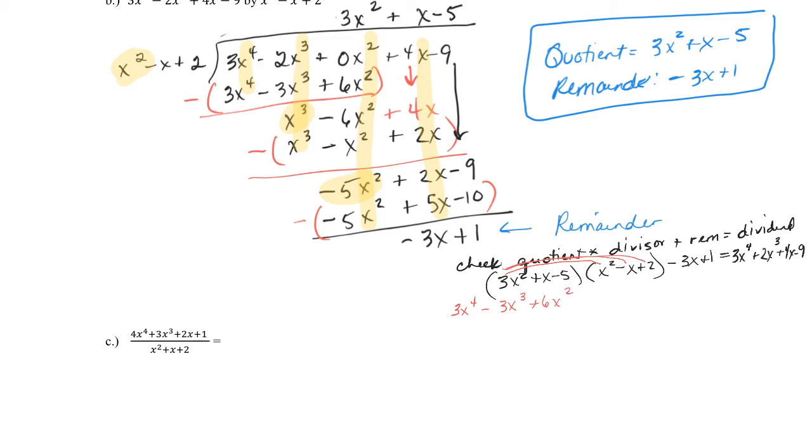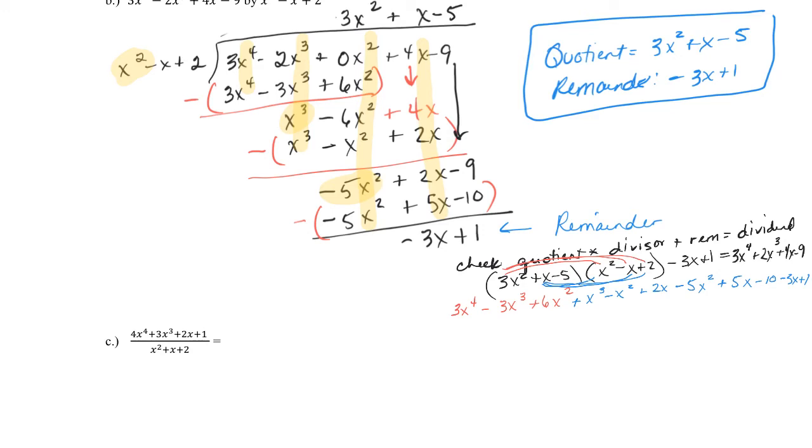Now, take the second term. So this time I'll take x times the x squared, times the negative x, times the positive 2. So plus x cubed minus x squared plus 2x, and then the negative 5 times each term. Negative 5x squared, positive 5x, and negative 10. And then all of that minus 3x plus 1.